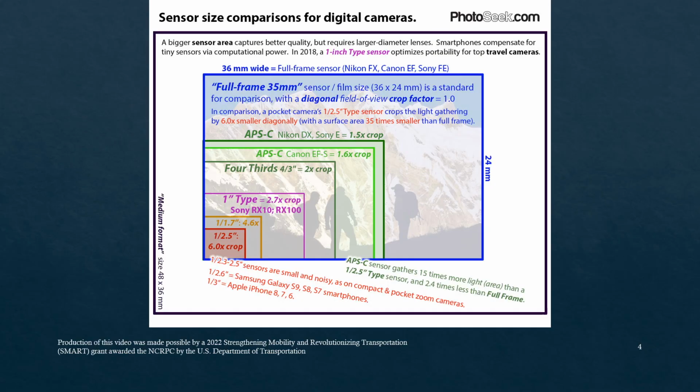So here's a little figure kind of explaining the different typical sizes of sensors. And you can pause that, kind of explore around and see those common sizes.